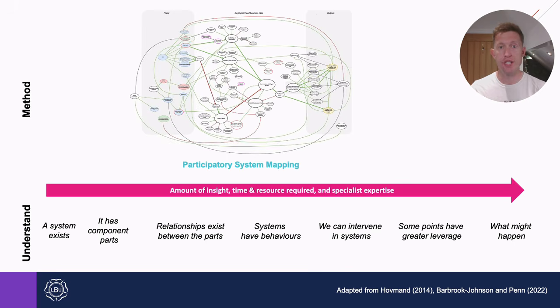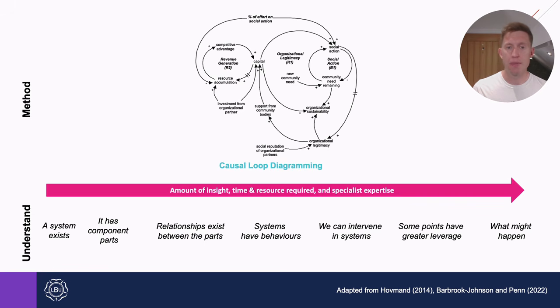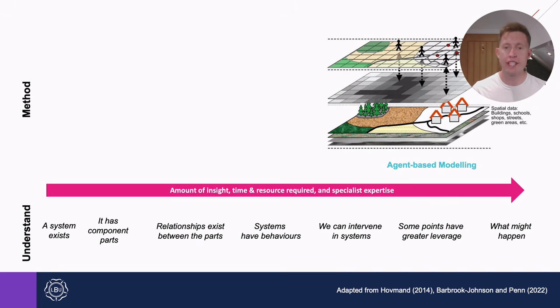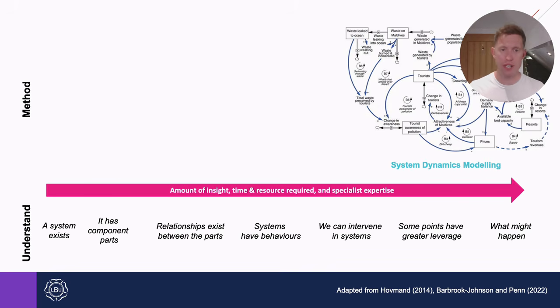When we move more towards the middle, there are methods such as participatory systems mapping, causal loop diagramming, and fuzzy cognitive mapping. Going further again to the right, this is where the computational approaches come into play, such as agent-based modelling and system dynamics modelling. But as I said, the further to the right-hand side we go, the greater the time, the resource, and the specialist expertise is required in order to fully utilise them.